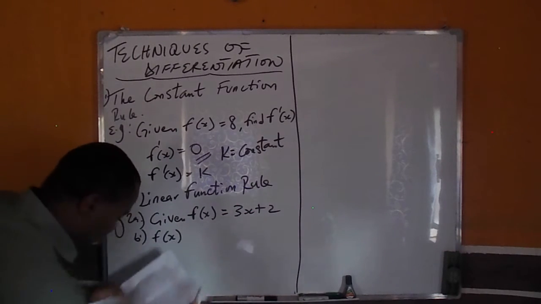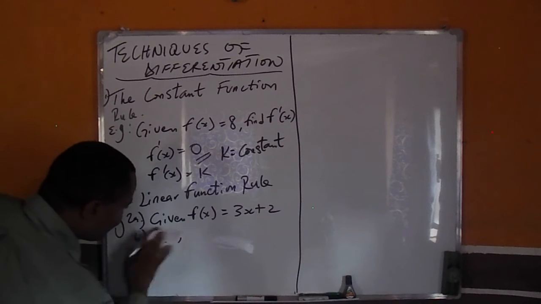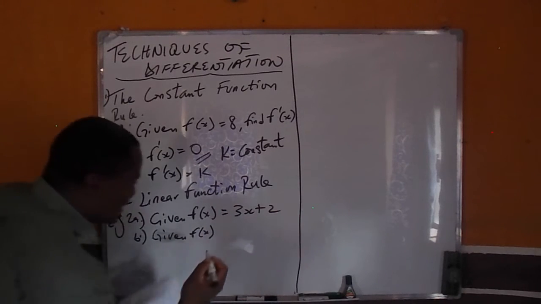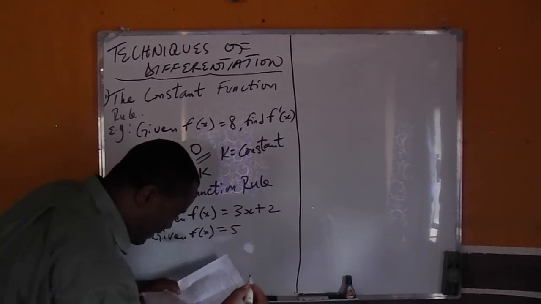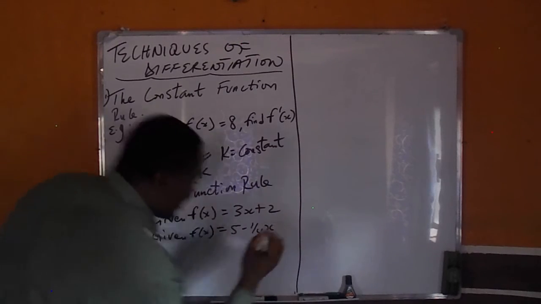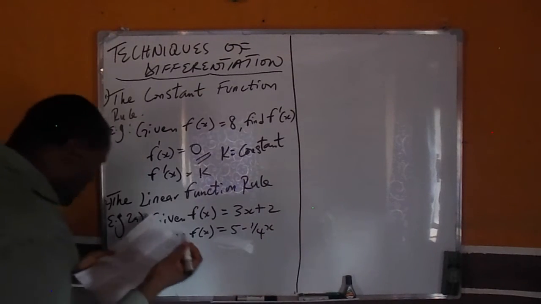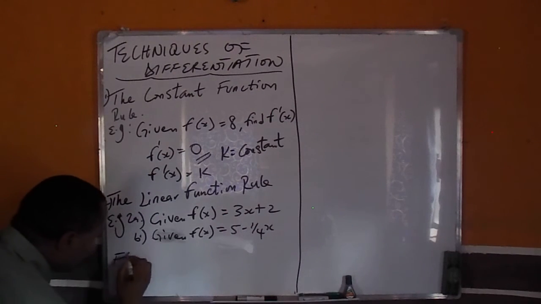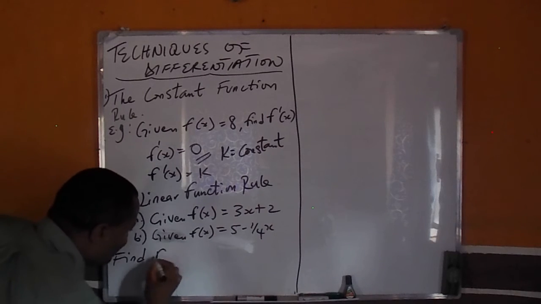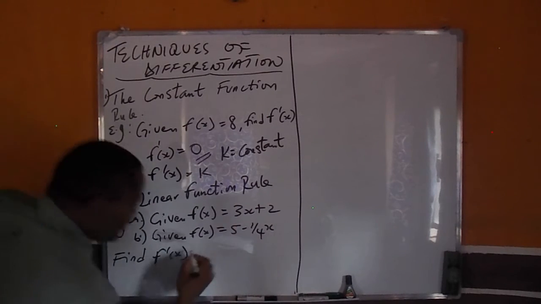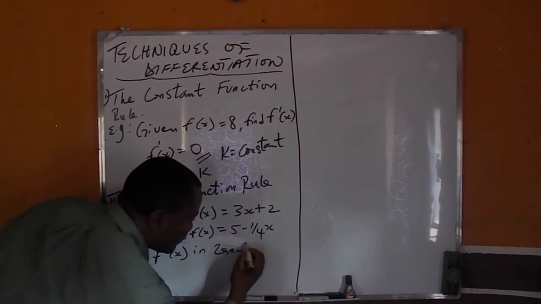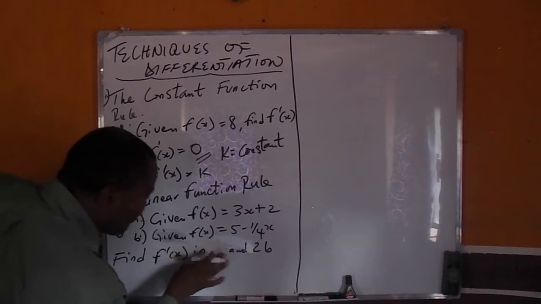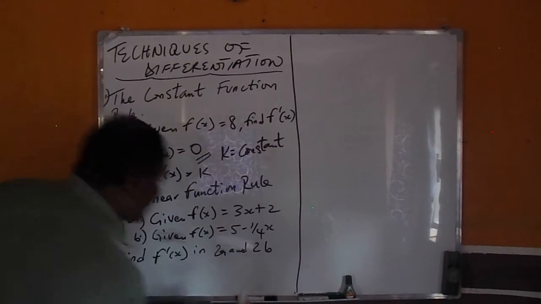2b says given f of x equals 5 minus 1 all over 4x. Now, we want to solve this. Find f prime x in 2a and 2b. Now, I want to look for f prime x in 2a and 2b.